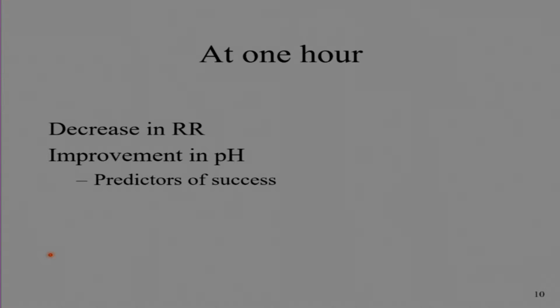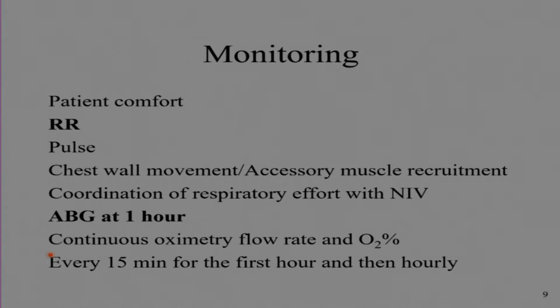The decrease in the respiratory rate and improvement in the pH is a good predictor the patient is going to do well. The main thing is the respiratory rate. So that will tell you this patient is going to do well. So when you are monitoring the patient by looking at the patient, whether the patient is becoming more and more comfortable, whether the respiratory rate is coming down, the pulse rate is coming down, and the chest wall movements are better, and the accessory muscles are not working now, they don't need to, and the patient is coordinating with the machine, all are telling you that this patient is getting better.